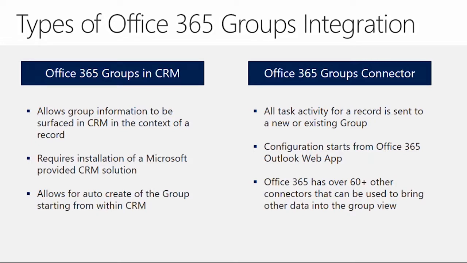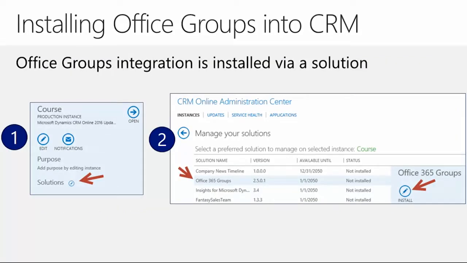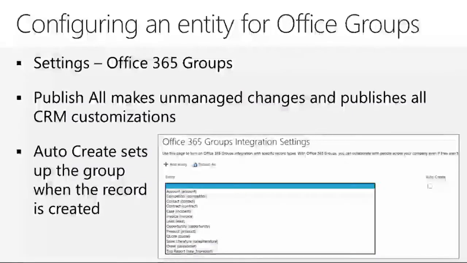Now the nice thing about that is the groups can be auto-created once you're working with it in the context of the record that you're working through. So the process is you go into your Dynamics 365 online administration area, into instances, and surface the solution. You'll find an Office 365 group solution. You'll click on install, and that'll install the solution into your environment. That'll take anywhere between 5 to 10 minutes depending upon the situation, but once it's installed, you have the capability to configure that functionality for your organization.